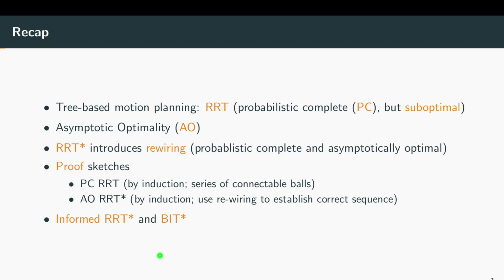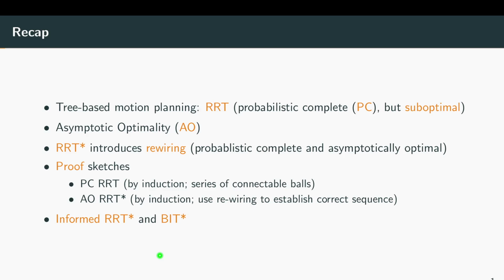So if we now introduce some sort of cost function into the mix, and we are interested in not just finding a solution, but the solution that minimizes that cost function, then we have shown that the RRT itself is unfortunately suboptimal, but that we can extend it with a small trick called rewiring in order to make it asymptotically optimal.